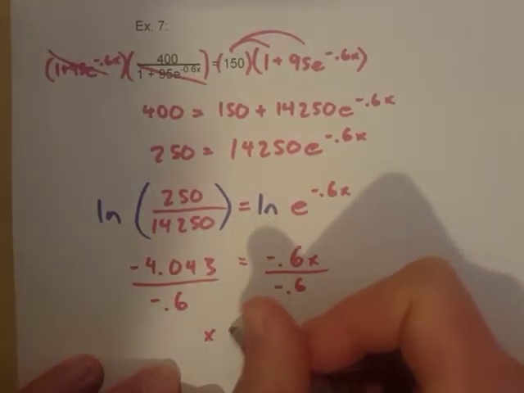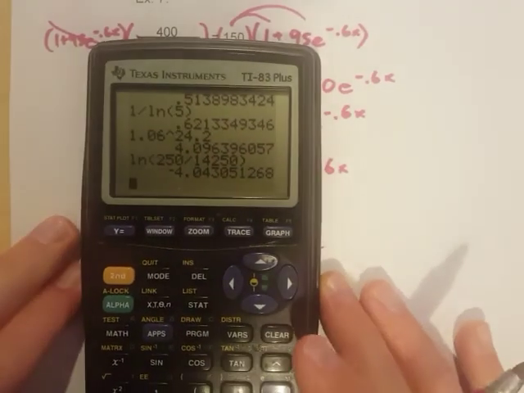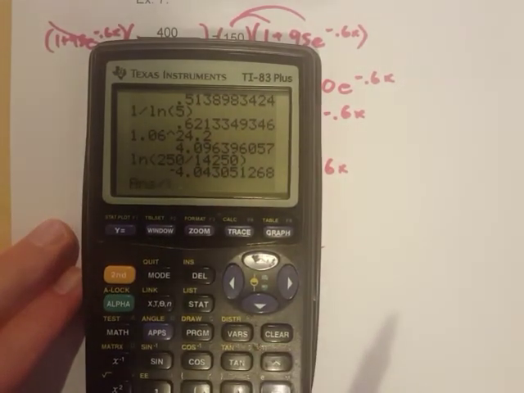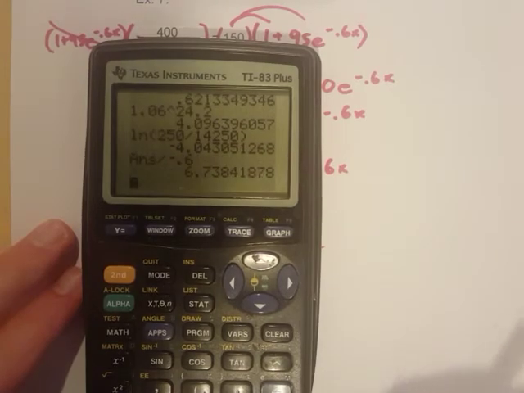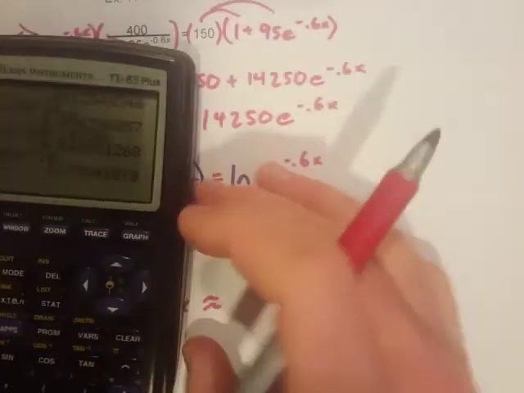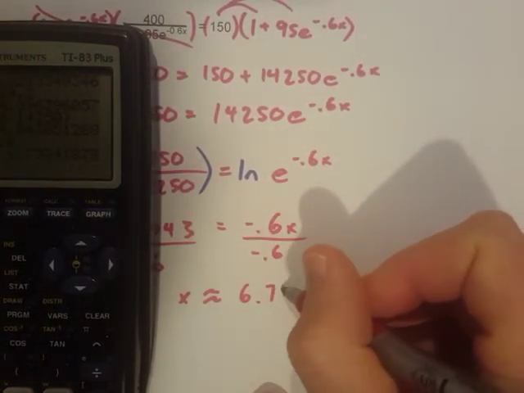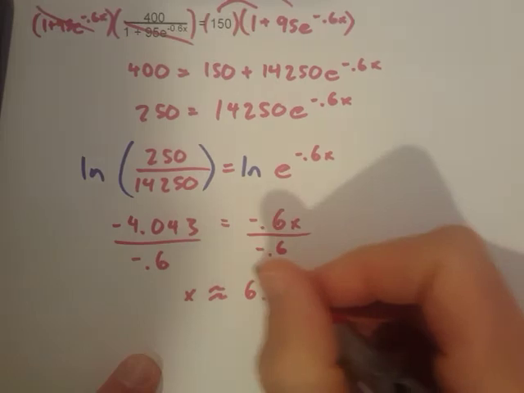And we'll get something for x. It'll just be an approximation. So I'll go back here, divide this by negative 0.6. And we get about 6.74 is probably close enough here, about 6.74 for x in this case.